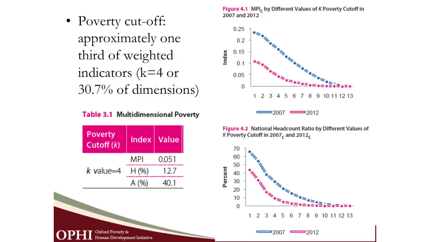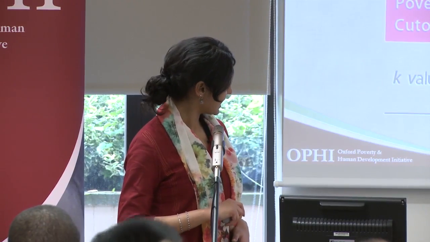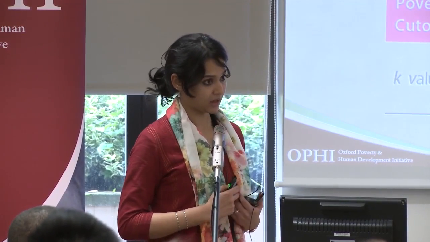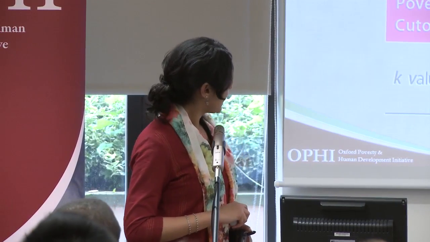In 2012, the MPI value was 0.05, and the headcount ratio was 12.7%, and the average intensity of deprivations among the multidimensionally poor was about 40% in 2012.